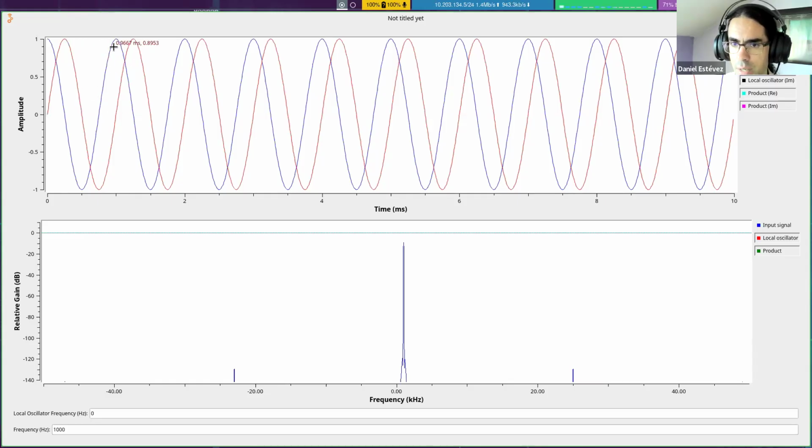Something you can notice is the blue comes before the red. There is a phrase you can use to remember this: I leads Q. I comes before Q, and that is the case when the frequency is positive. Here, the frequency of this thing is 1000 hertz.